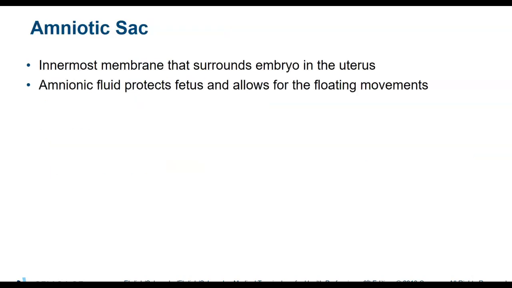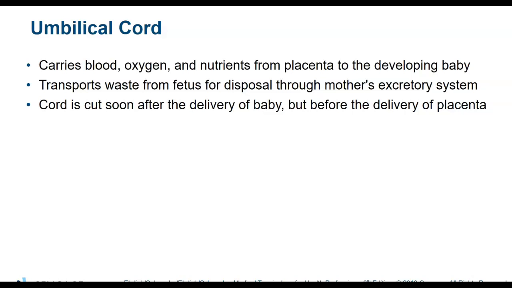The amniotic sac is the innermost membrane that surrounds the embryo in the uterus. That amniotic fluid protects the fetus and allows for that floating motion as they grow. The umbilical cord carries the oxygen, blood, and nutrients from the placenta to the fetus, and it also transports waste from the fetus to be disposed of through the mom's excretory system.